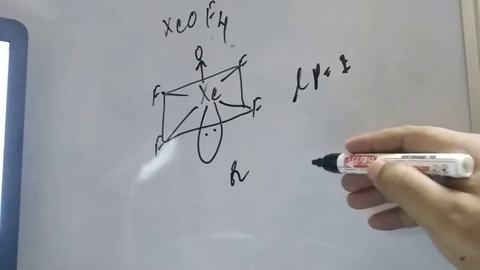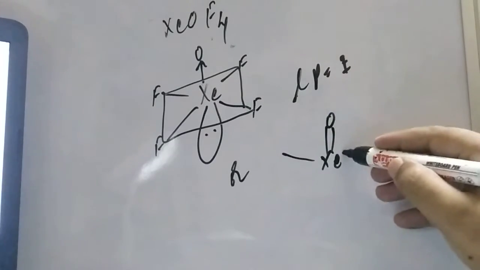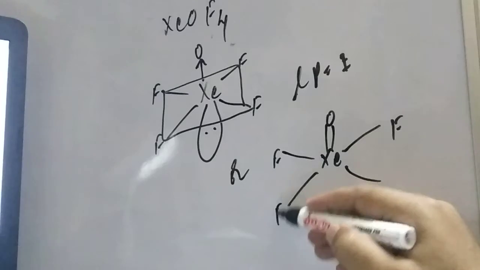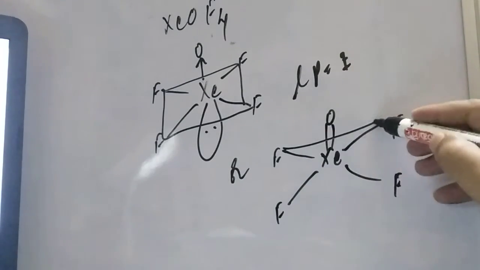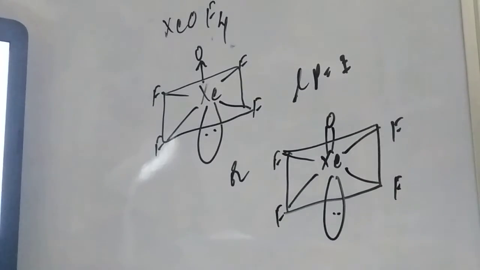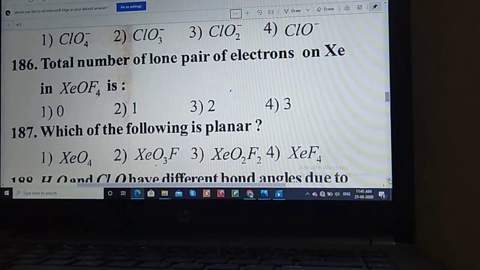Or you can say the structure can also be drawn like that: Xe double bond O, and here is the square planar structure. Here is F, here is F, here is F, and here is F. So the structure is like this, student, and here will be the lone pair electron. The number of lone pair electrons is 1. So you match with the option, student, question 186. Option number 2 is correct.